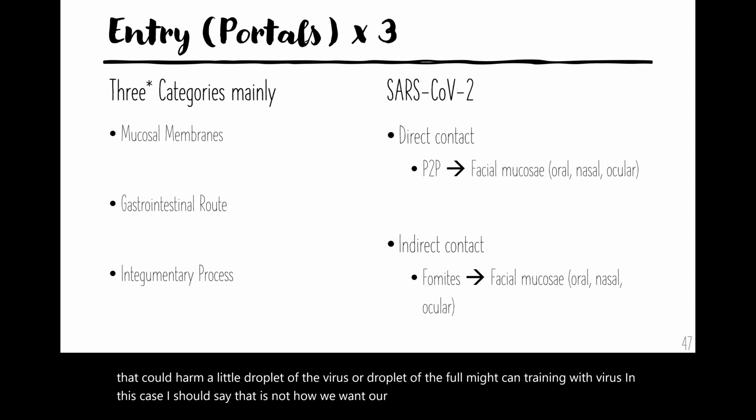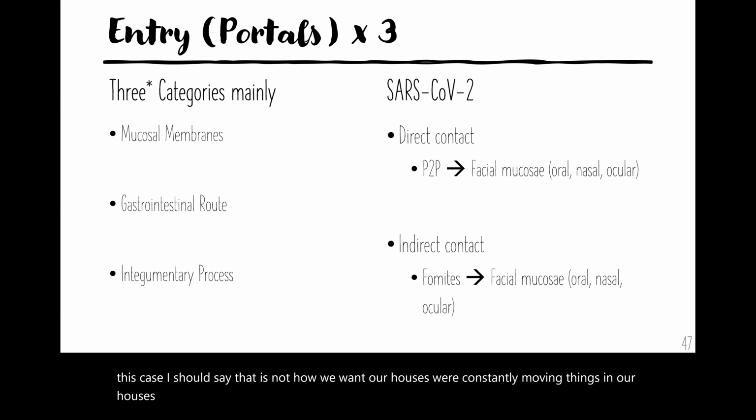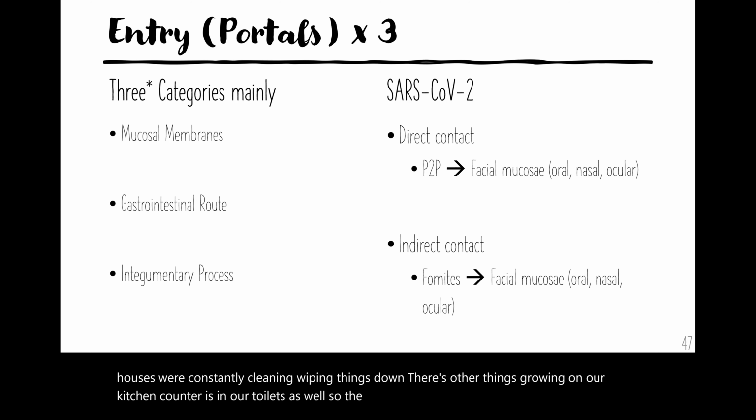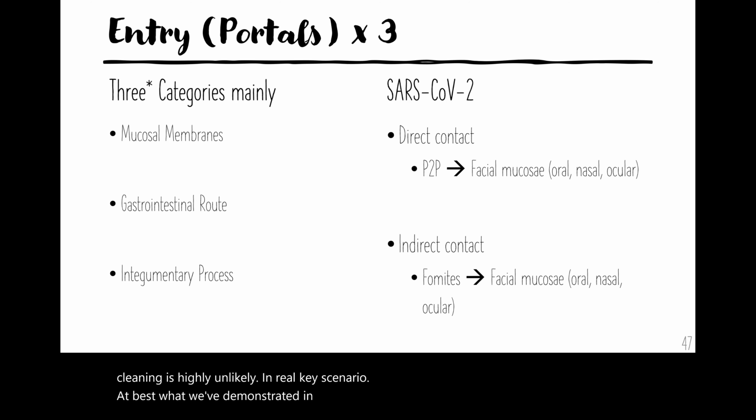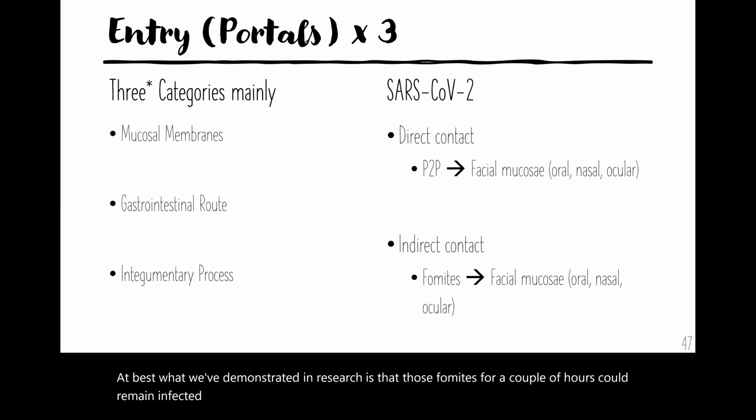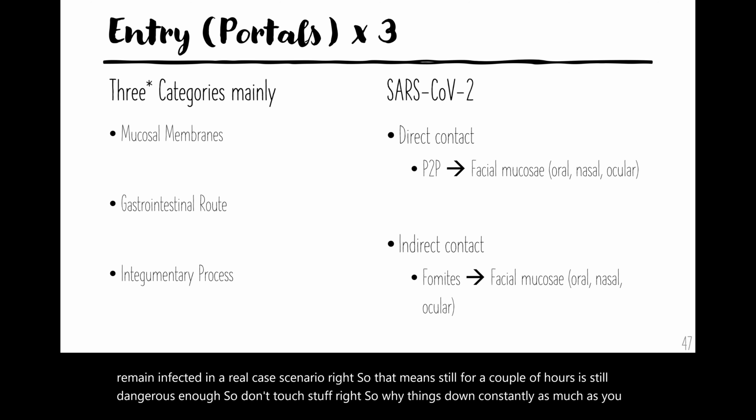We're constantly moving things in our houses. We're constantly cleaning, wiping things down. There are other things growing on our kitchen counters and our toilets as well. So the likelihood of it lasting 1 to 2 days without cleaning is highly unlikely in a real case scenario. At best, what we've demonstrated in research is that those fomites could remain infective for a couple of hours in a real case scenario, right? So that's still dangerous enough. So don't touch stuff, right? Wipe things down constantly as much as you can. Now, this is, again, assuming you're outside.